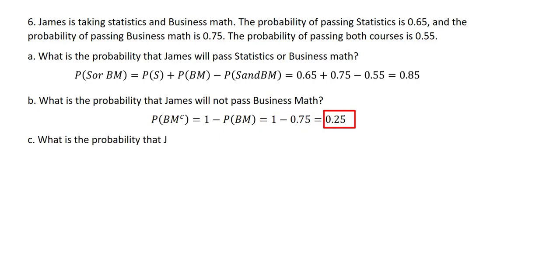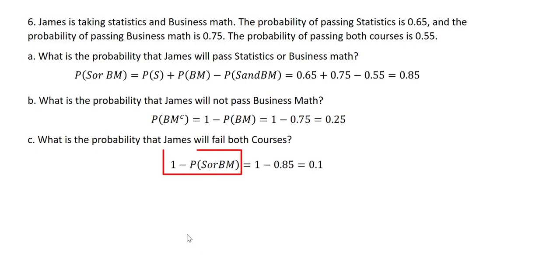says, what is the probability that James will fail both courses? Again, we're going to use the complement rule in this case. The probability that he will fail both courses will be 1 minus the probability he passes statistics or business math. We already computed the probability of passing statistics or business math in the A part of the question. So we just put that value in and then we get 0.15.